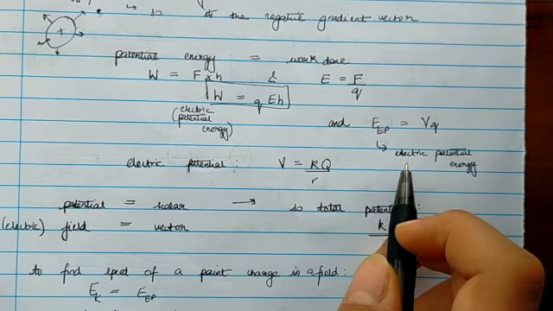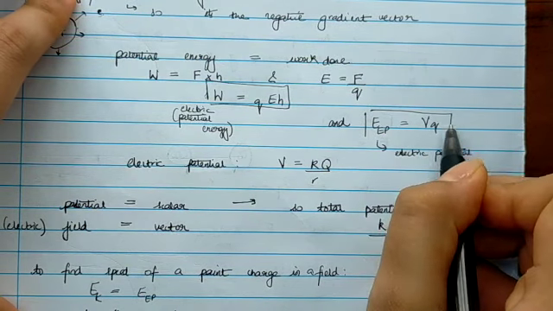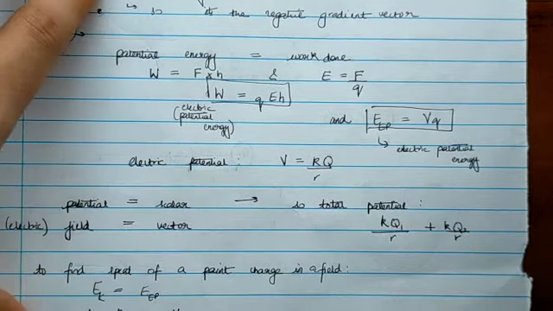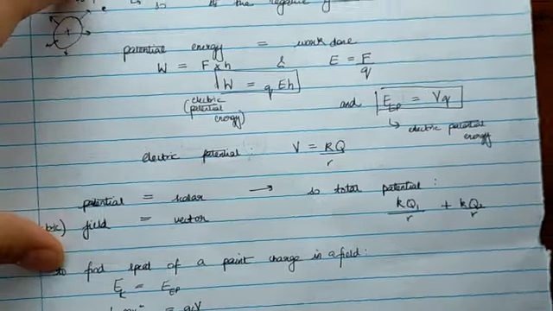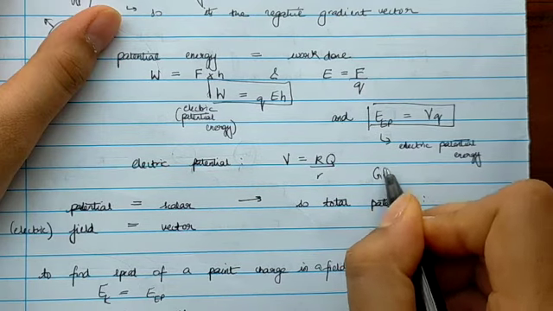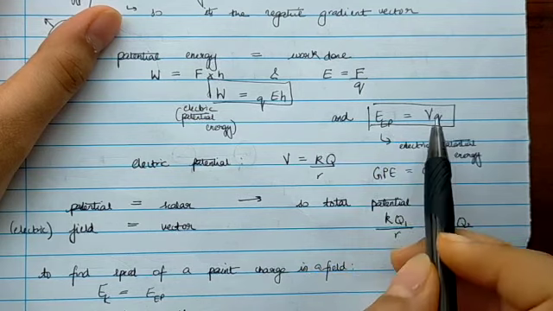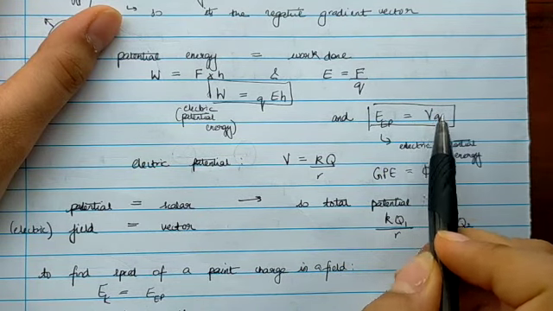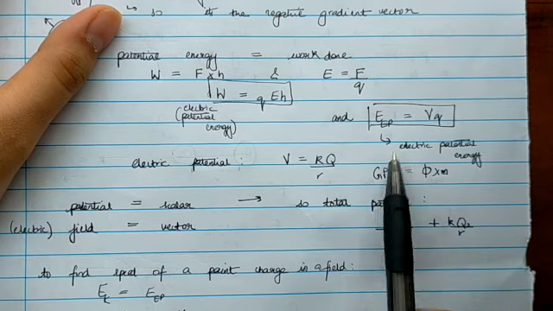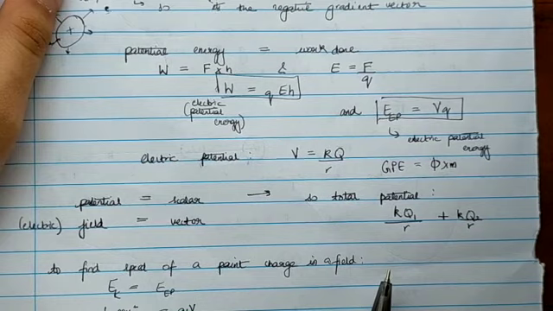Another equation for electric potential energy is VQ, which is potential times charge. This is also another equation that you should remember. This is the same concept as gravitational potential energy being the potential times the mass. This is electric potential, but instead of mass it's the charge. So these two are inherently the same, but we're just applying it in terms of electric fields.